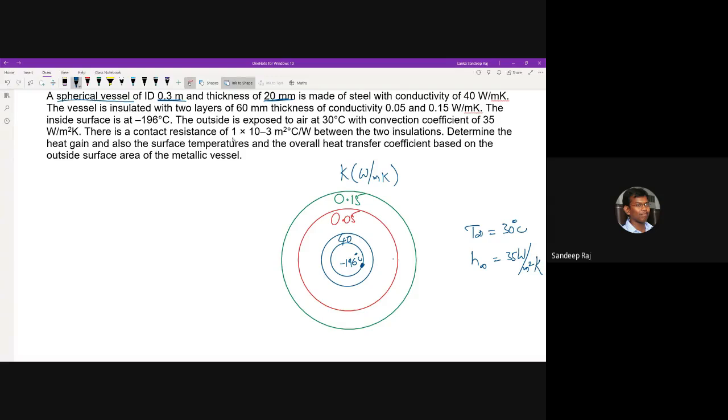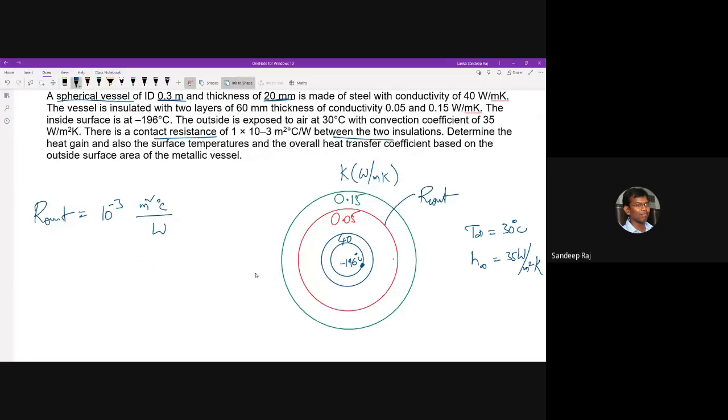He is giving you a contact resistance. R contact is equal to 10 to the power of minus 3 meter square degree centigrade per watt. Okay, this is the value that is given to you here. Keep it aside as of now. This contact resistance is between the two insulations, the red color one and the green color one. In between these two, R contact is considered.